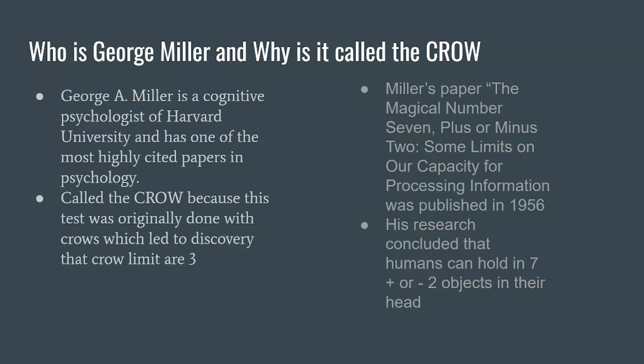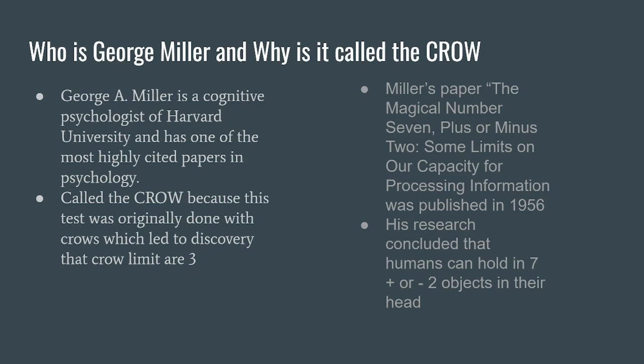That was good though. Who is George Miller and why is it called the Crow? Well, the reason why it's called the Crow was because this test was originally done with crows. Back in the 50s, they did a large test to see what was the cognitive capacity of crows. And through the test, they figured out that the crow's limit was 3. So that's how it got the name of the Crow.